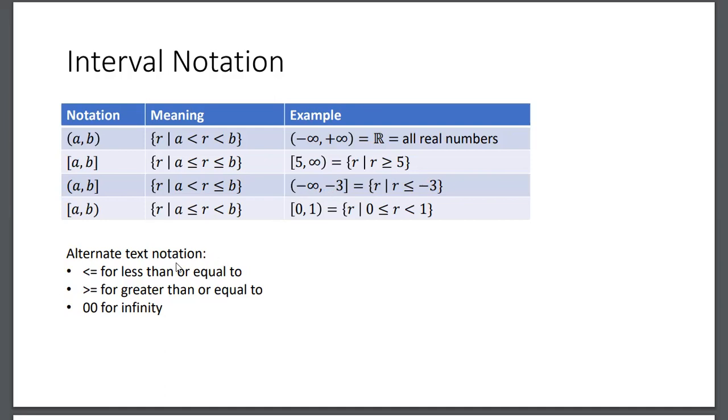There's an alternate text notation that you can use for some of these symbols if you're writing in text. This less than or equal to can be written like a less than followed by an equal to. Computer programming languages use these symbols here, or a greater than and an equal to next to each other can be used to indicate greater than or equal to. And a double zero with no other numbers attached to it looks like an infinity and is a convenient alternate symbol in text for infinity. And of course, you can put a minus or a plus in front of it.